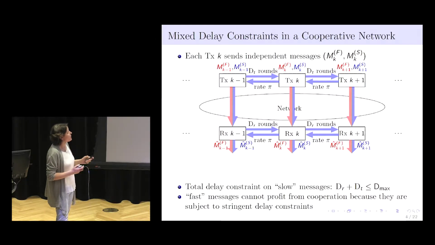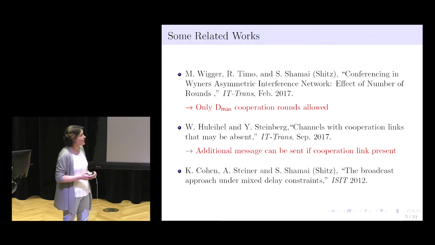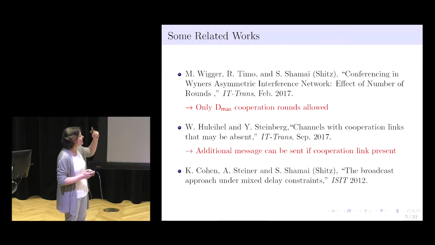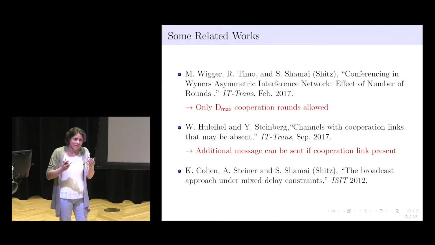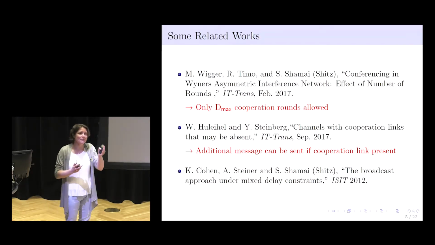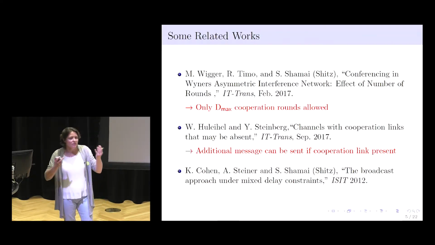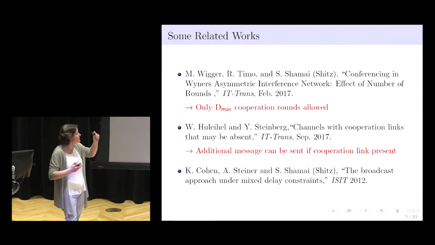Okay, so this is the model we're going to consider. Maybe now let me just make quick remarks about related works. Two years ago, we already had a work where we considered this problem basically with only slow messages. When I say we consider this problem, it means we limited the number of cooperation rounds. The cooperation we consider is like in Willems' seminal paper, but in Willems' paper and many other related papers, the number of interaction rounds is unlimited. So here we limited it.